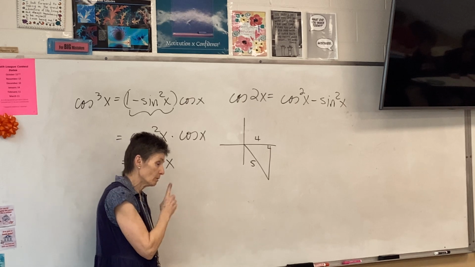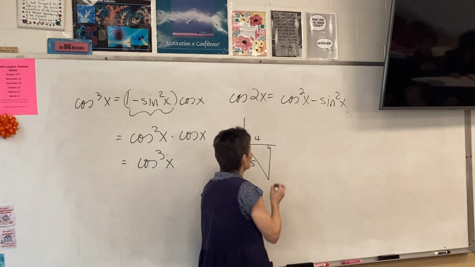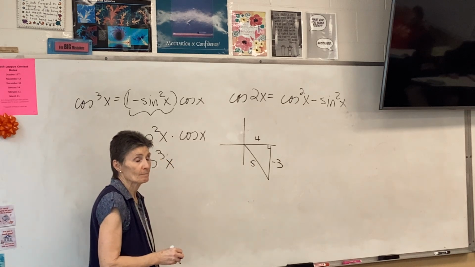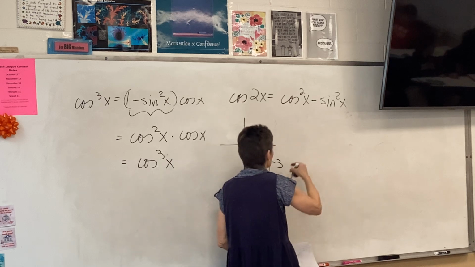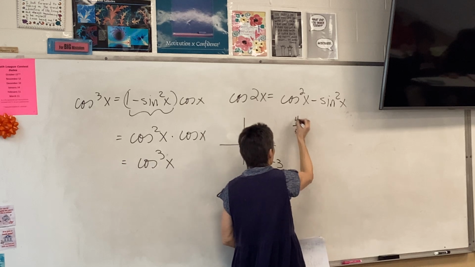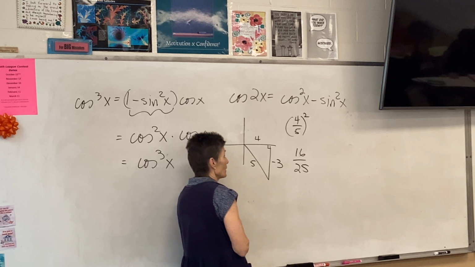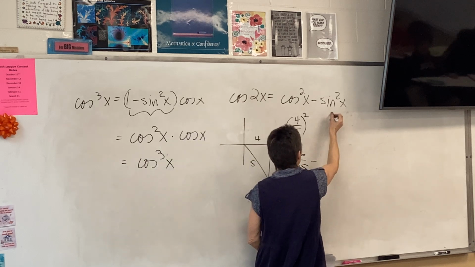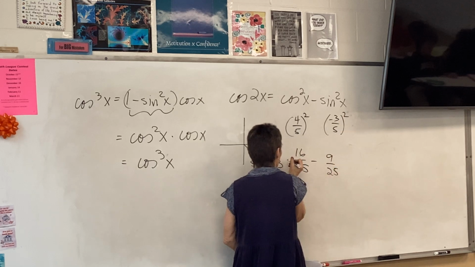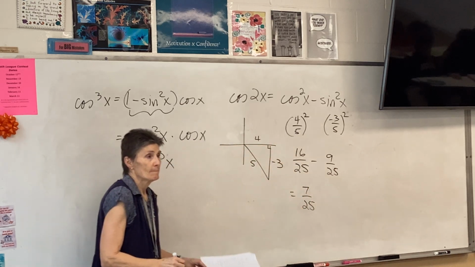So I'm going to do my triangle, use the Pythagorean theorem, and figure out the missing side. Negative 3. And then I'm going to plug it in. What's my cosine? 4/5. But I have to square it, so it'll be 16/25. What's my sine? Negative 3/5. But I have to square it, so 9/25. So my answer is 7/25.